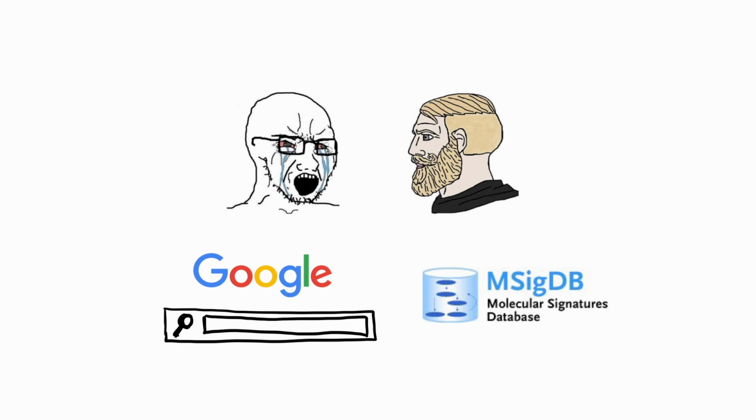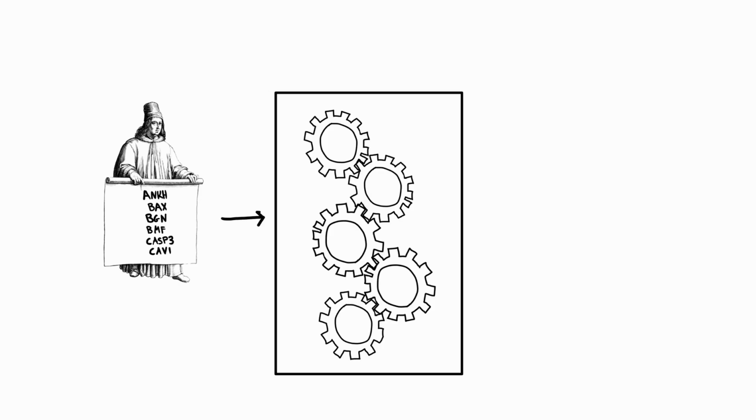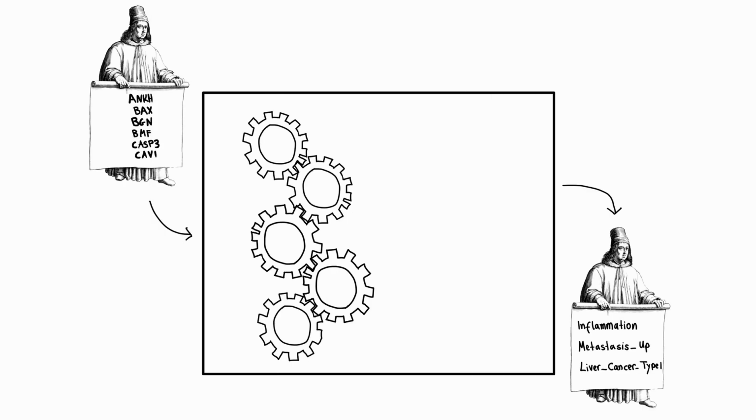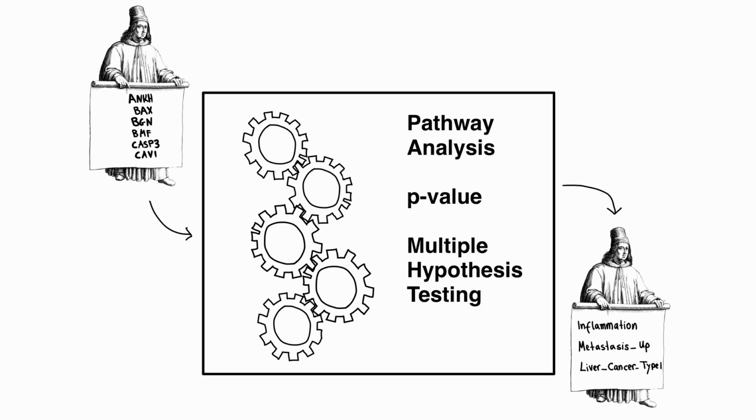Not familiar with it yet? Don't worry, this video is here to help. Together, we'll explore how MSigDB can transform that overwhelming gene list into meaningful biological insights. We'll cover key concepts like pathway analysis, p-values, and even tackle the tricky topic of multiple hypothesis testing. By the end, you'll be armed with the knowledge to confidently navigate MSigDB and avoid common pitfalls. Ready to dive in? Let's get started.